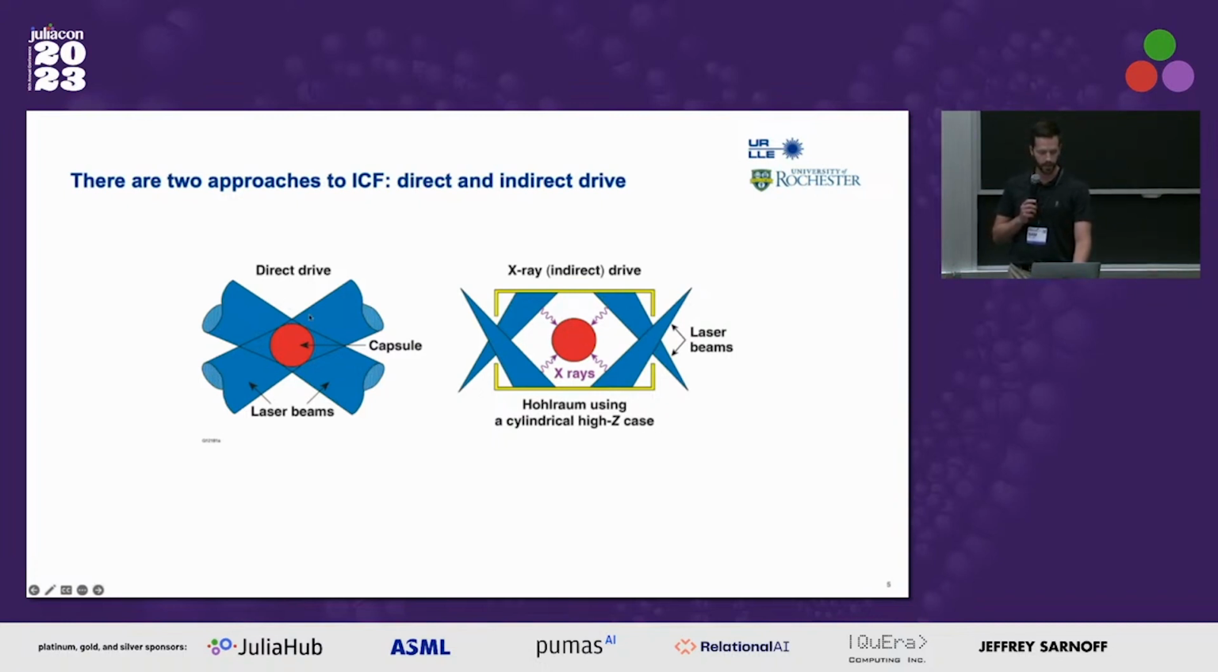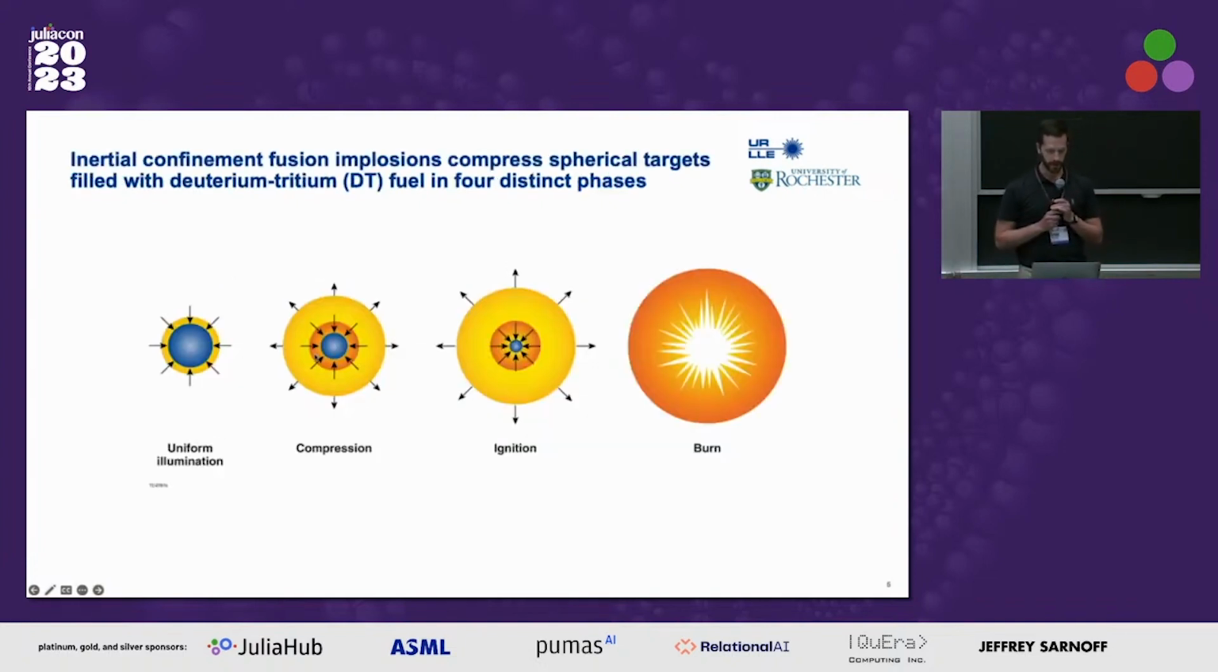In direct drive, there is no hohlraum. Instead, we just shoot the capsule directly. The idea is to drive the capsule and implode it. So ICF implosions compress spherical targets filled with deuterium and tritium fuel in 4 distinct phases.